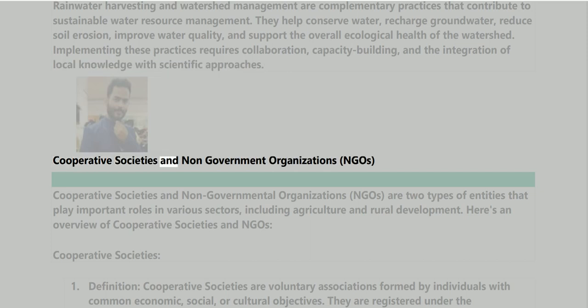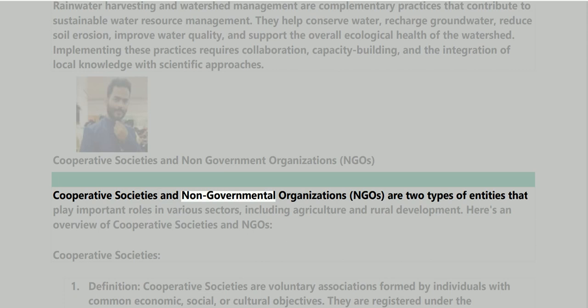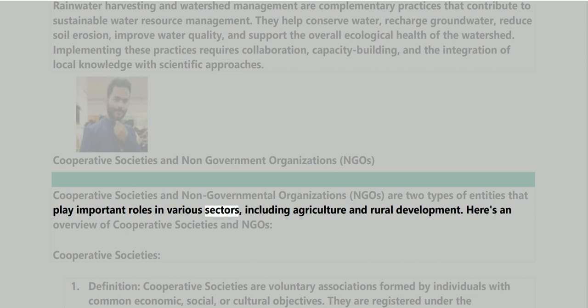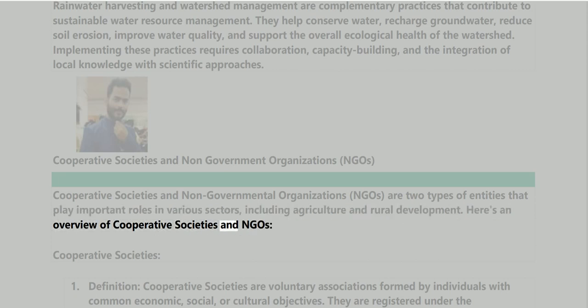Cooperative societies and non-government organizations, NGOs. Cooperative societies and non-governmental organizations, NGOs, are two types of entities that play important roles in various sectors, including agriculture and rural development. Here is an overview of cooperative societies and NGOs.